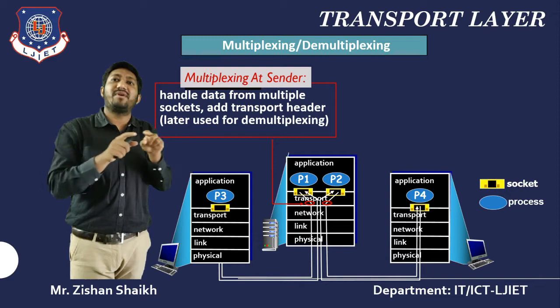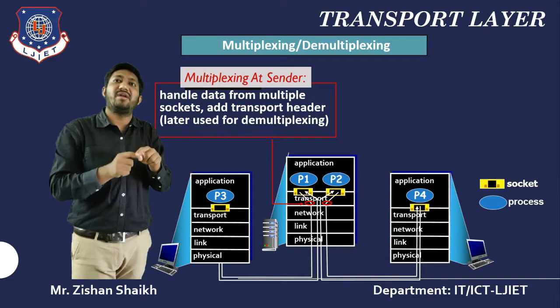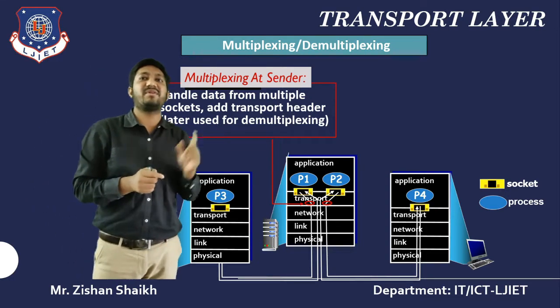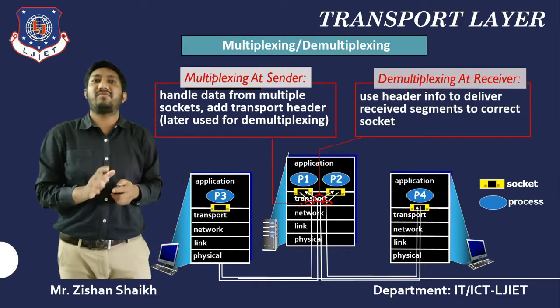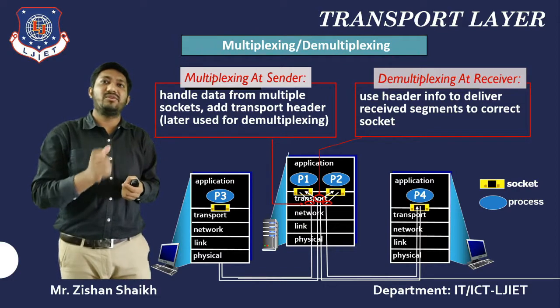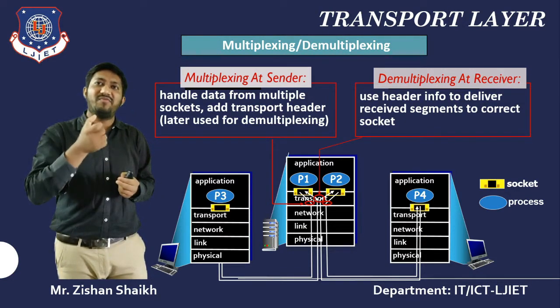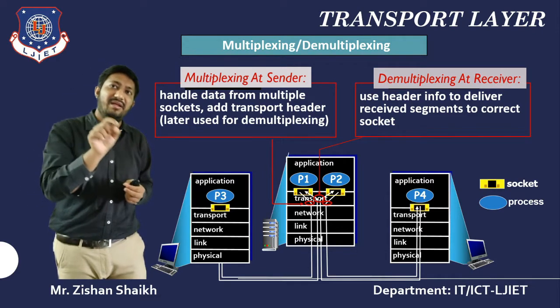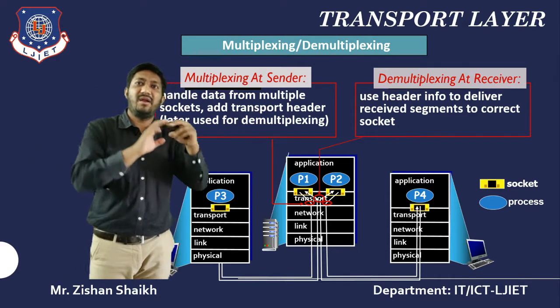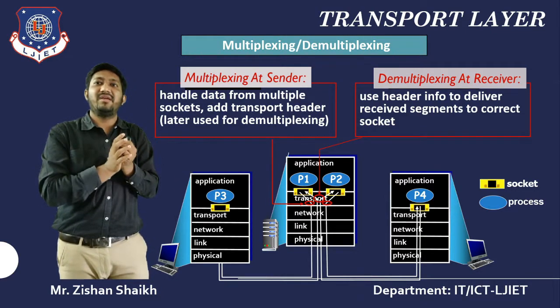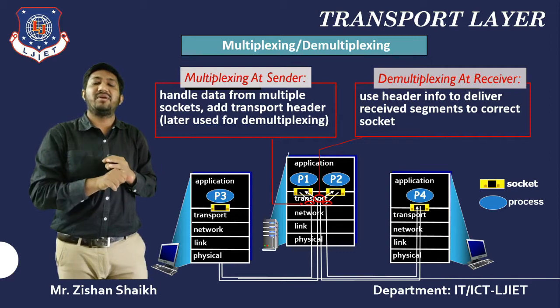Here the header of your transport layer is used for that particular process, and the same header is used at the receiver side. What the receiver side performs, using the same header, is demultiplexing. So for whichever socket the data is sent, the receiver side opens the envelope, checks this header, and demultiplexes it to that socket.